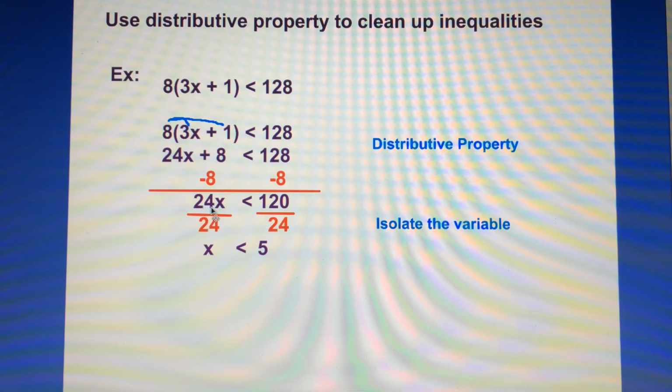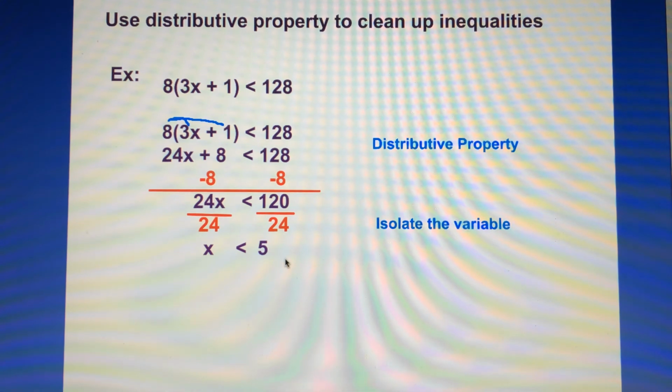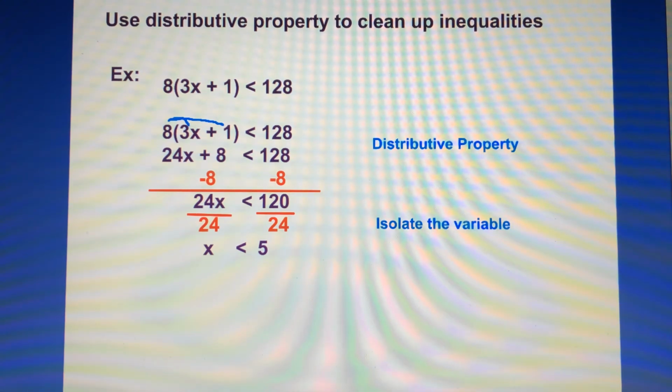I'm left with 24x is less than 120. Divide by 24, which is positive, so I do not flip the sign. x is less than 5. I used distributive property. I then isolated x. I have my inequality solved. x is less than 5. Open circle at 5, shade to the left.